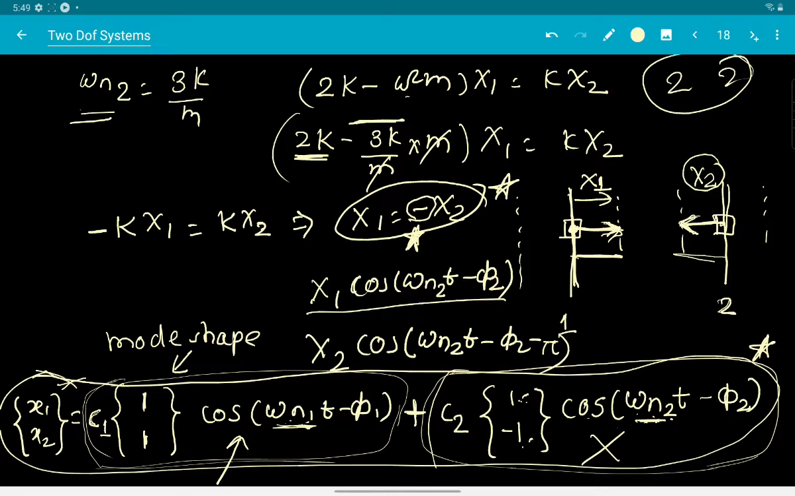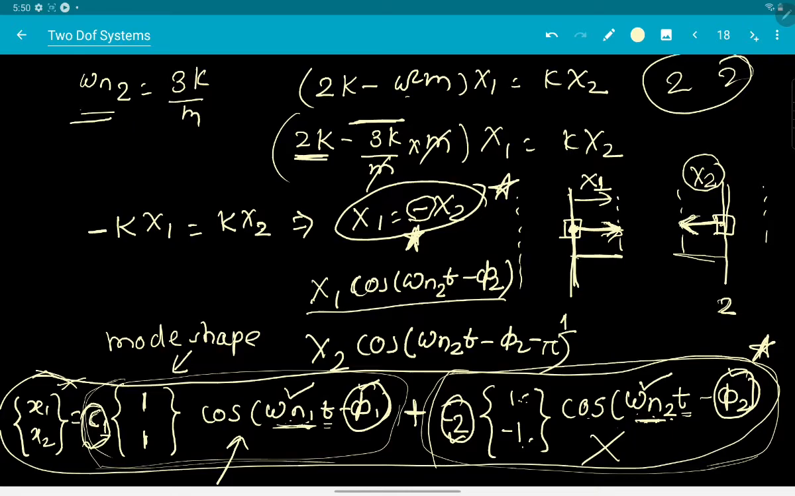So what are all the unknowns in this one? You already are aware of omega n1, which you have obtained to be equal to square root of k by m. You are aware of what omega n2 is, which is square root of 3k by m. t you are going to input, and t is an independent variable, so that is not unknown. You are going to input its value. So what are unknowns? phi1 is unknown, phi2 is unknown, c1 is unknown, and c2 is unknown. So you have 4 unknowns over here, which are c1, c2, phi1, phi2.